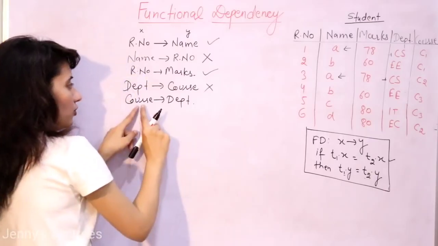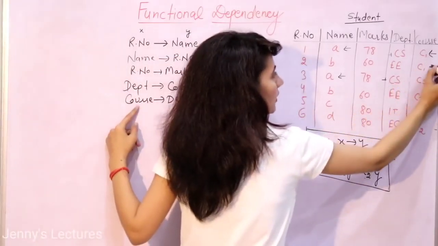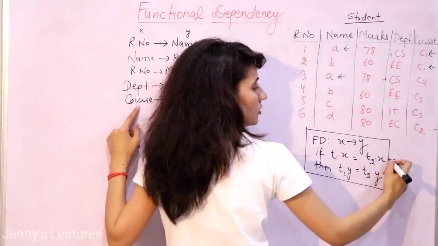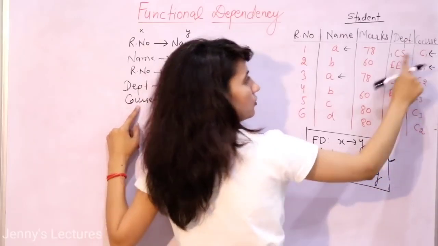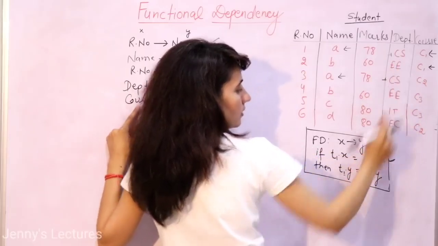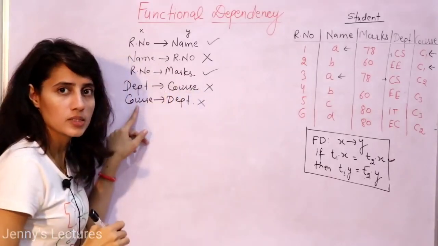The same you can check using this formula, this is X, this is Y. Now take these two tuples T1 and T2. T1.X is C1, T2.X is C1. So this condition is true. If this is true, then you will check the Y value. Now T1.Y is CS, T2.Y is EE. Now this is not true because these are not the same. So this cannot be a functional dependency.